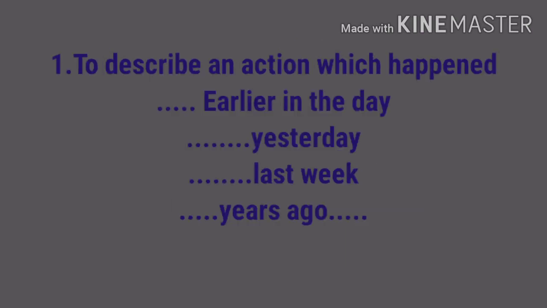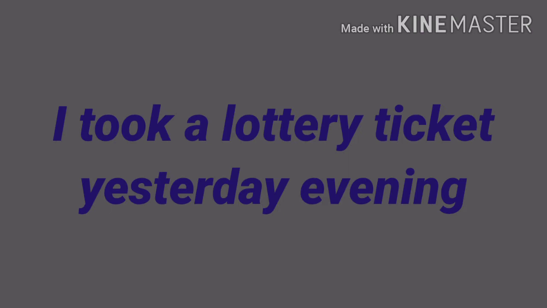The first situation is we use it to describe any event or action which happened at a specific time. For example, I took a lottery ticket yesterday evening. So, took is the verb in the simple past tense, and we used it to show an action which happened. The specific time is given: yesterday evening.